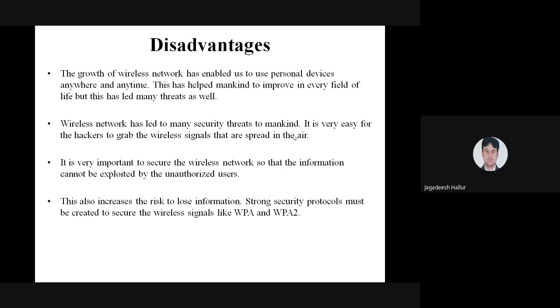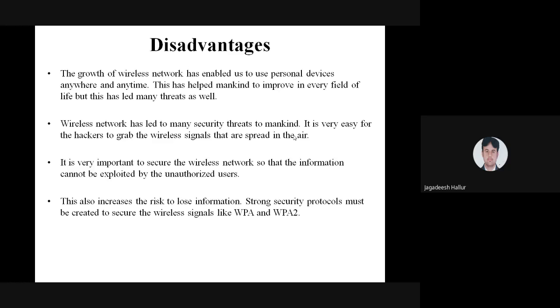Next, it is very important to secure the wireless network so that the information cannot be exploited by an unauthorized user. If you are an authorized user, you are using your own personal mobile. If unauthorized users get in, you lose the information to another person. This is what the information is saying.